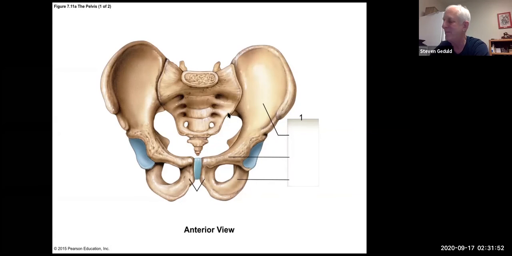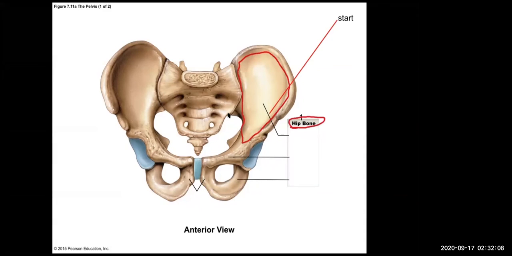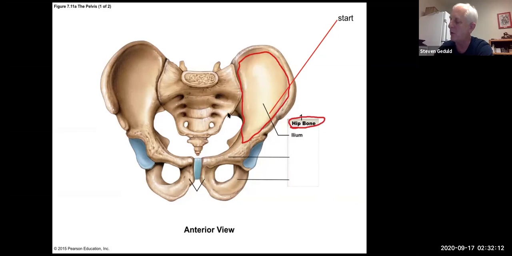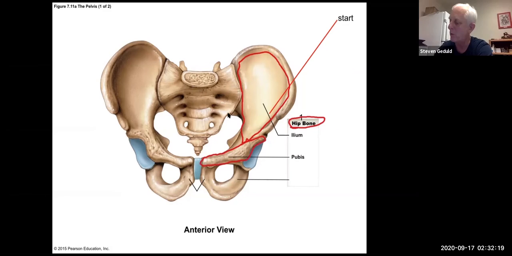Okay, this is your hip joint, your hip bone, or your pelvic bone. What's number 1 pointing to? What's this bone right here? Ilium? Yeah, the ilium. What's this bone right here? The pubis. Perfect. And this bone right here? Ischium. So the ilium, the pubis, and the ischium.